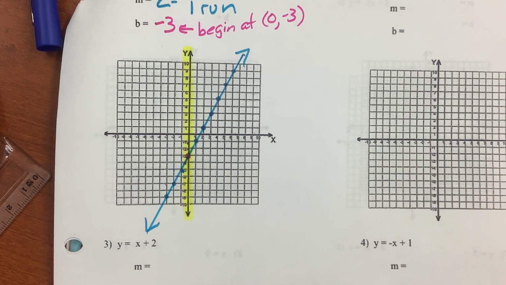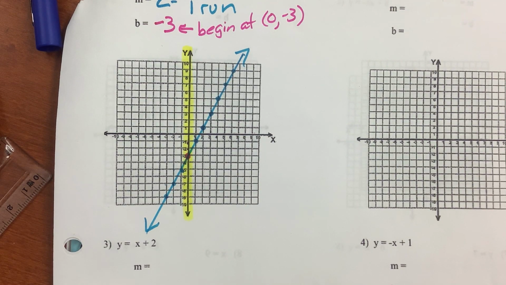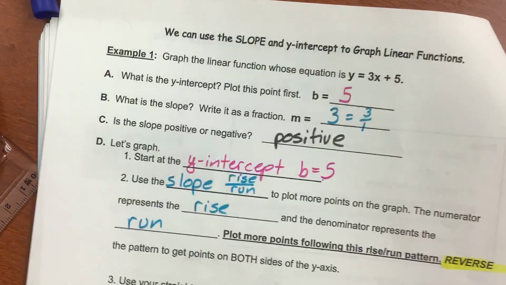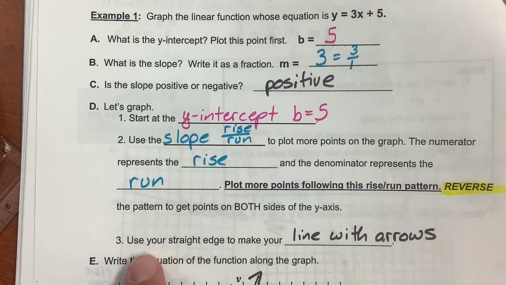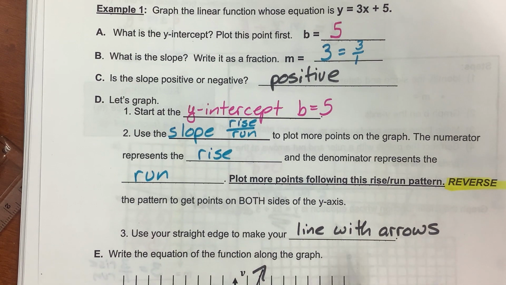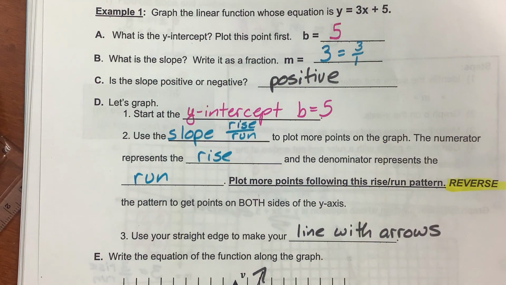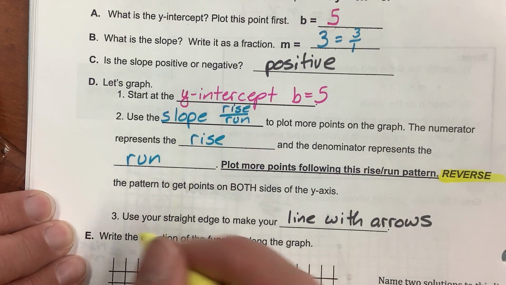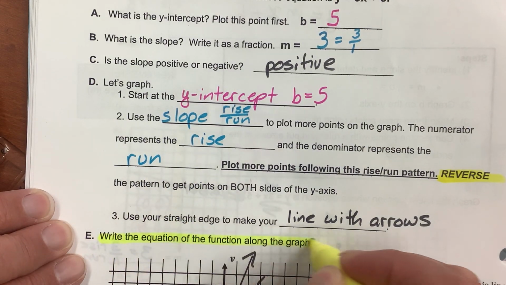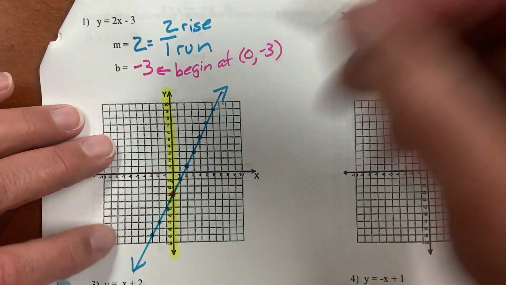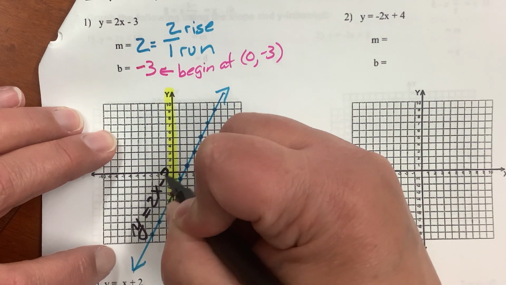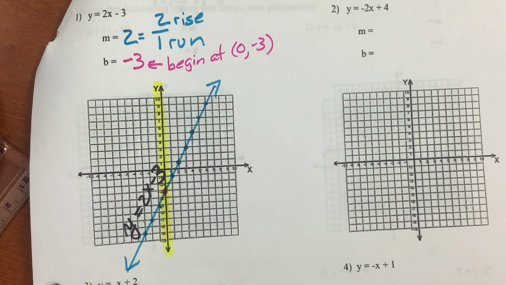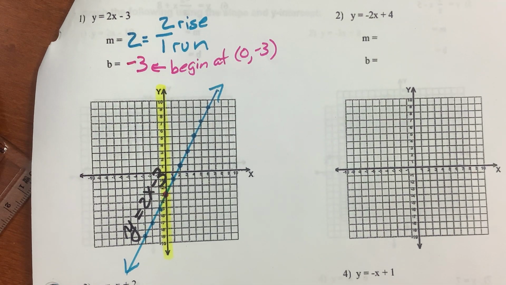Now I'm looking at it and I'm thinking to myself, there's something I forgot. But I could always go back here, rise and run, plot points, reverse the pattern on both sides of the y. I got that. I made a straight line, and then, oh, here's what I forgot. Write the equation of the function along the graph. So now I know what I did wrong. I have to write that. Y equals 2x minus 3. Every time you do it, you have to check to make sure you did all the steps.